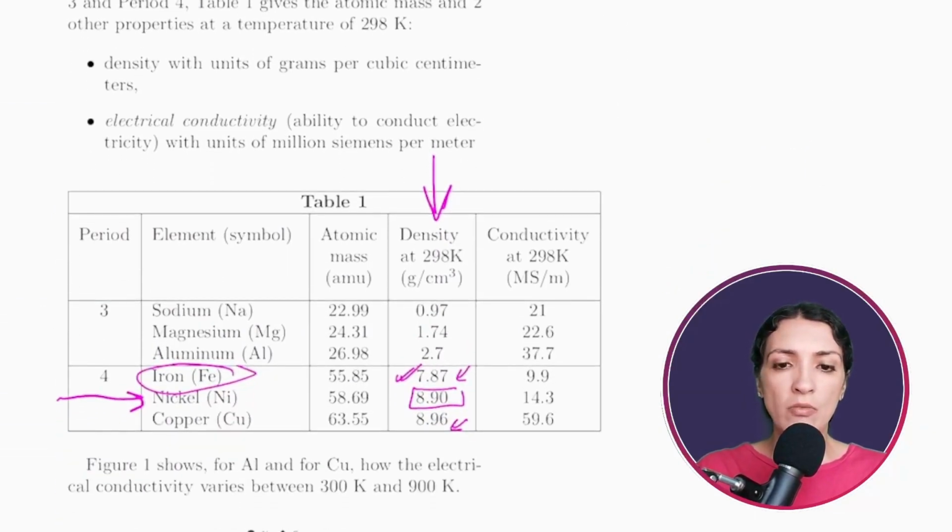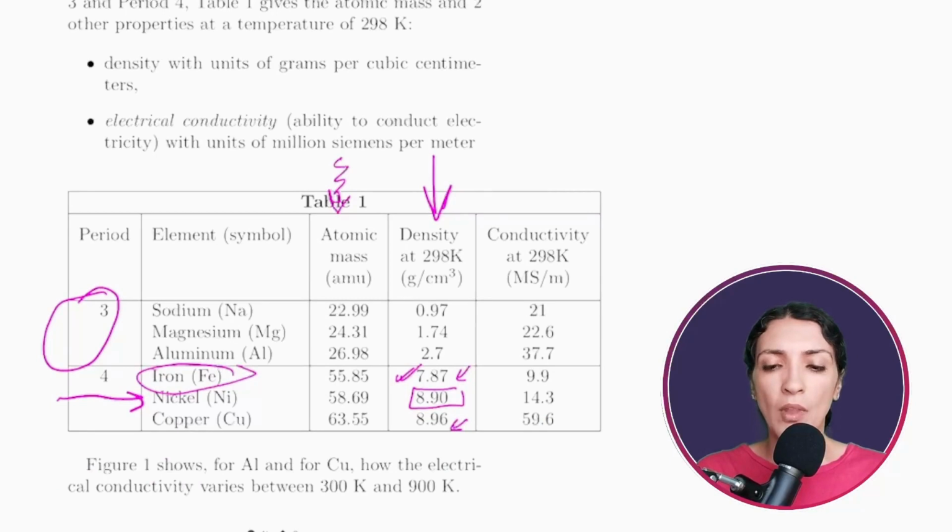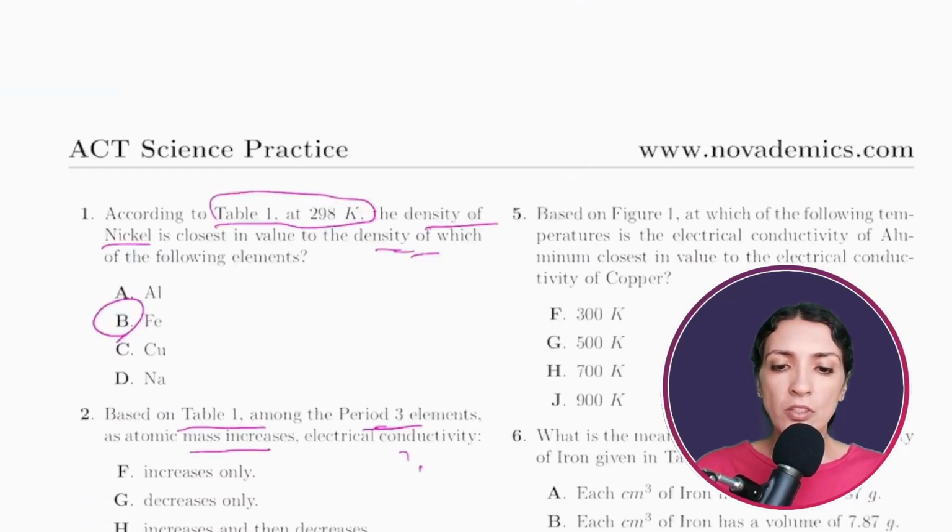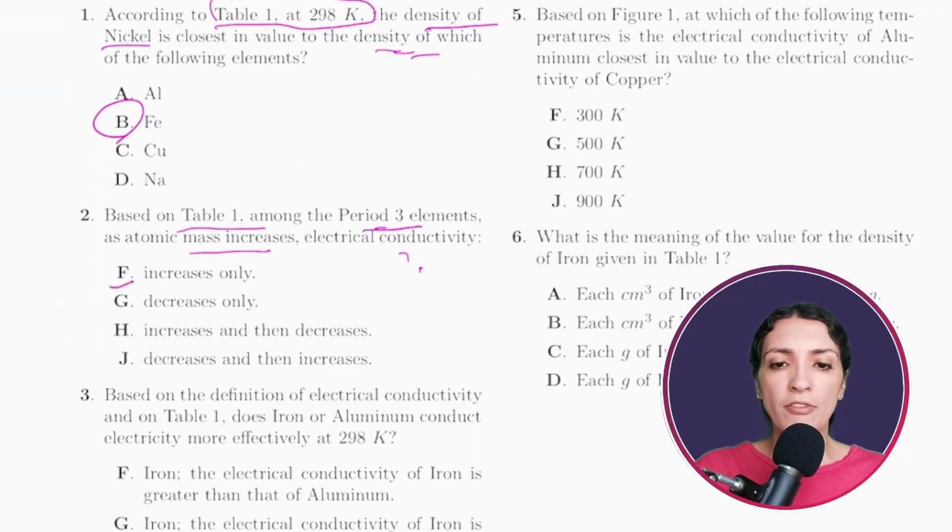So period 3 would be these first three rows. And atomic mass is actually this first column. So we see that as we go down the rows, atomic mass is increasing. And then we're being asked to look at the conductivity column. So let's see what happens to conductivity as we go down the rows. It's going from 22.6 to 37.7. So conductivity is also increasing. So that would be choice F.